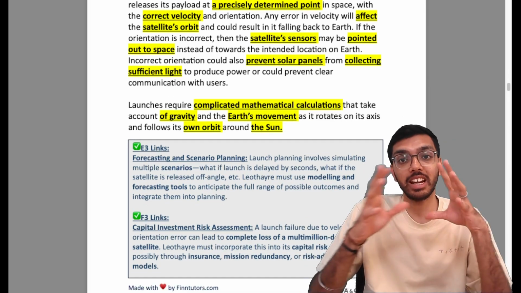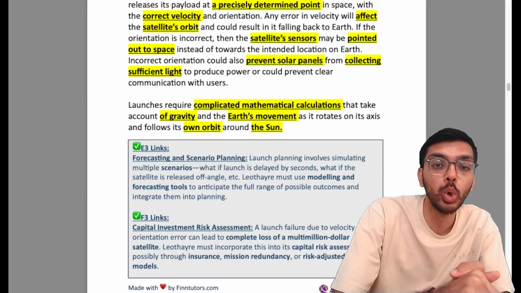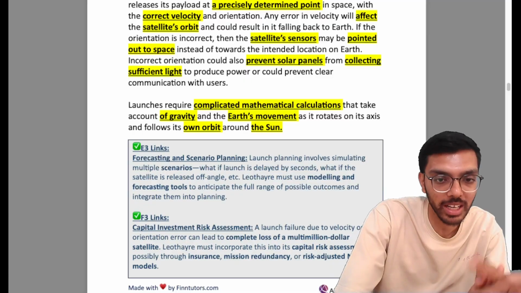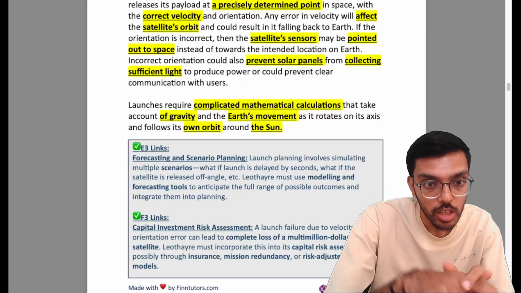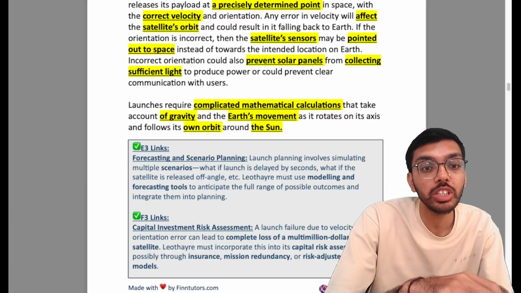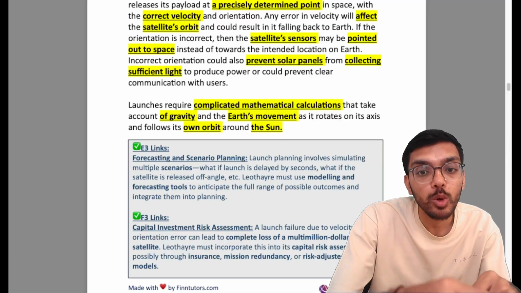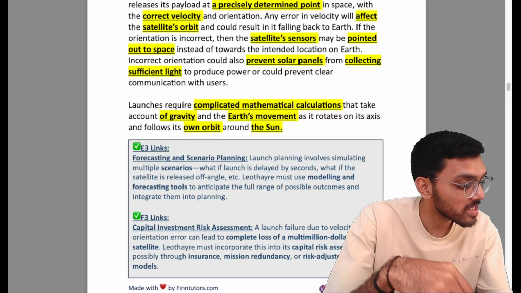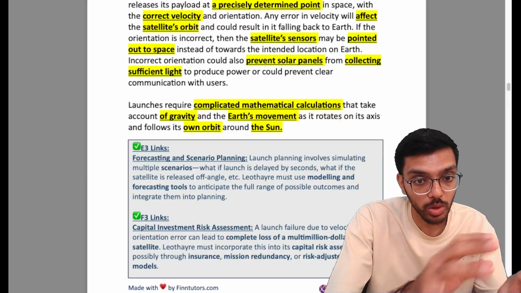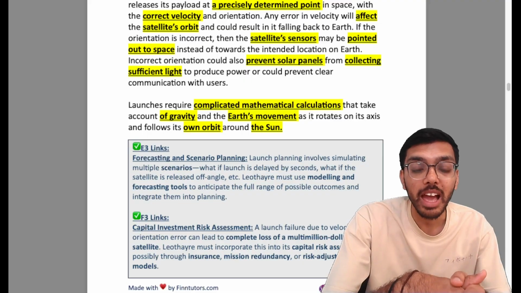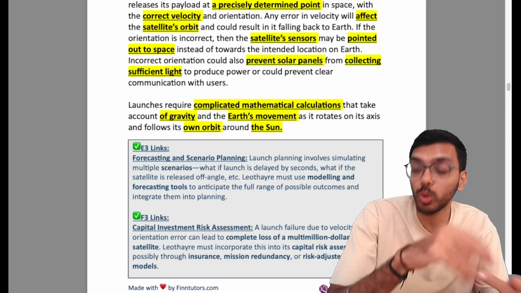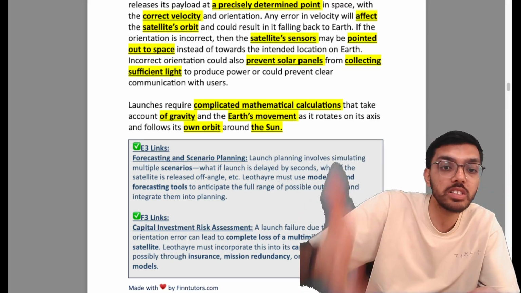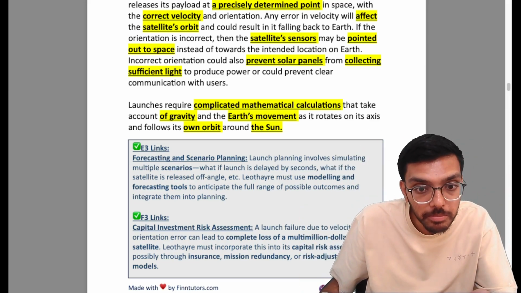Tomorrow they can say that Leothayre has extended to providing launch facilities, and we are now making the rocket as well, for example. So in this situation, multiple scenarios will have to be simulated. What if the launch is delayed? What if the satellite is released at a different angle? Leothayre will have to use modeling and forecasting tools in that situation. So just giving you an example of how different situations can come up.